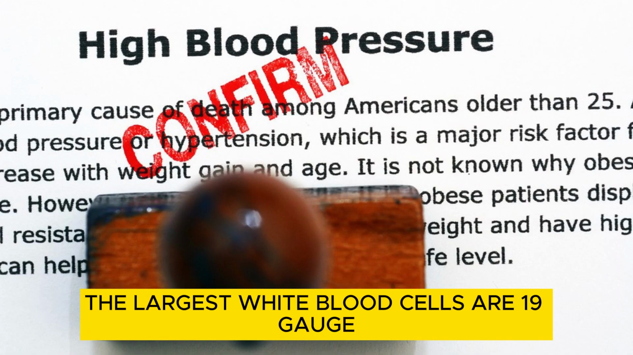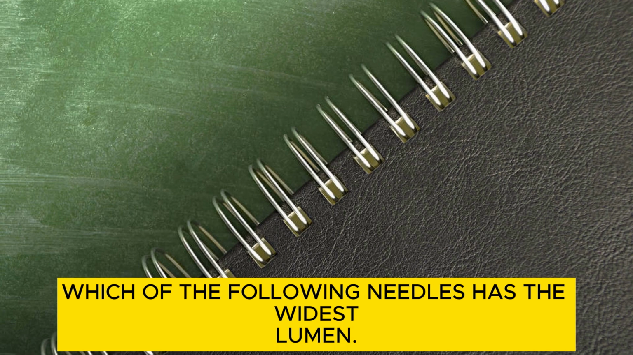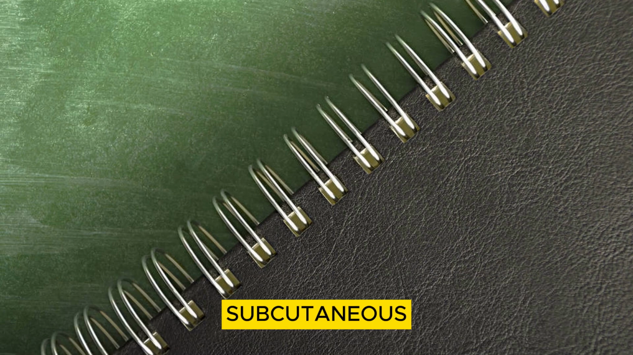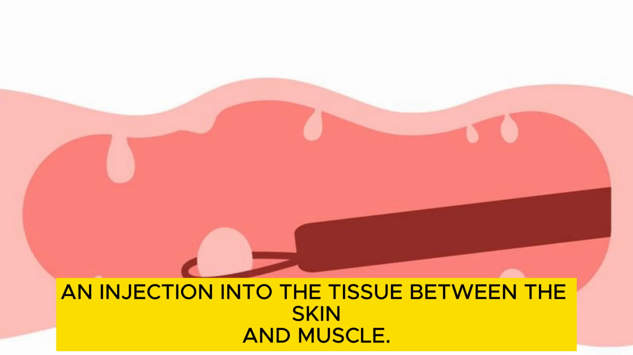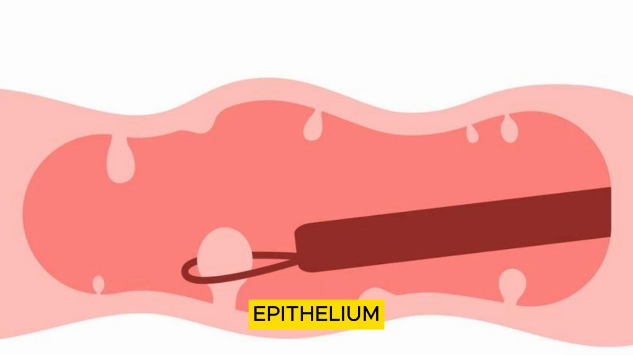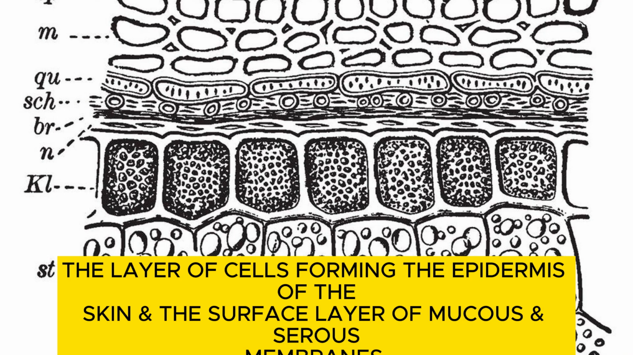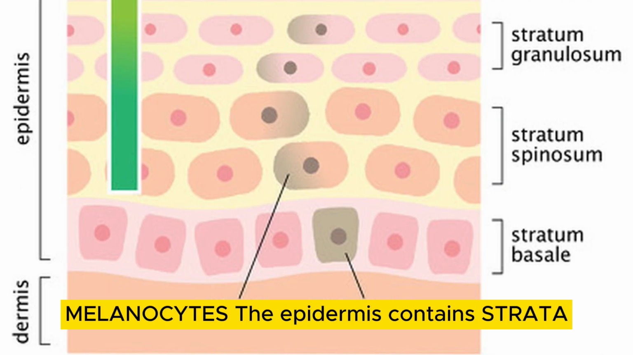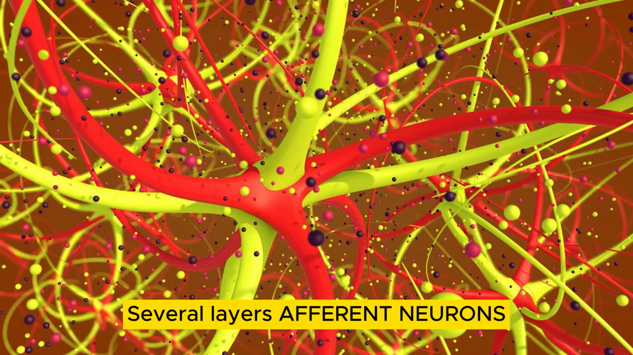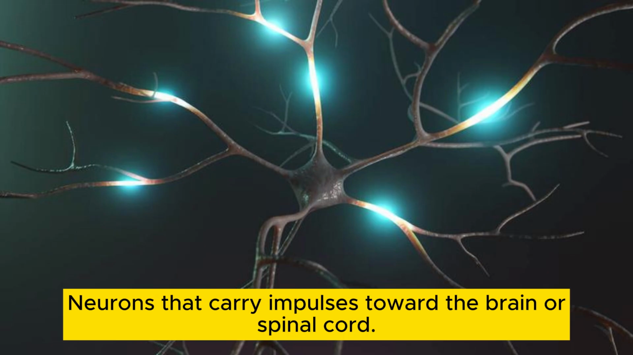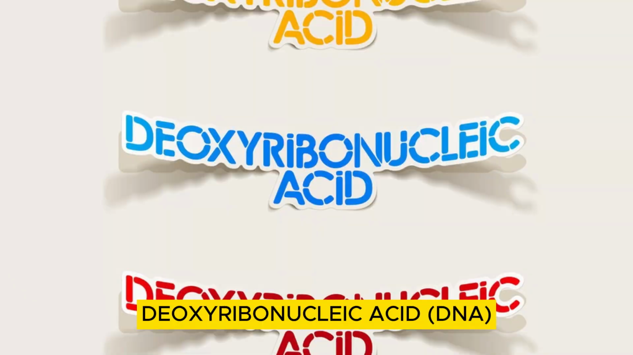Monocytes: the largest white blood cells. 19 gauge: which of the following needles has the widest lumen? Subcutaneous: an injection into the tissue between the skin and muscle. Epithelium: the layer of cells forming the epidermis of the skin and the surface layer of mucus and serous membranes. Melanocytes. The epidermis contains several layers, or strata. Afferent neurons: neurons that carry impulses toward the brain or spinal cord.